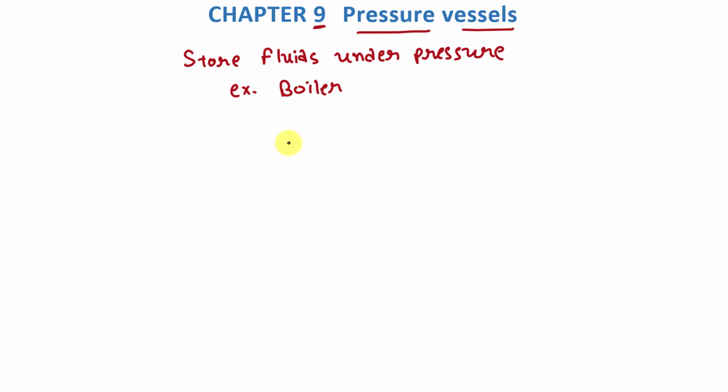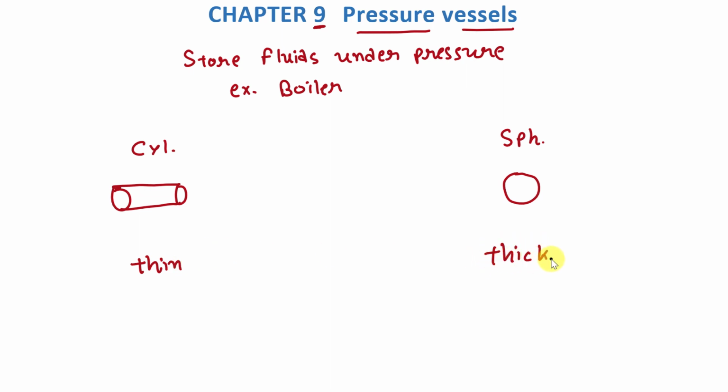Fine? Now basically there are two shapes of pressure vessels. One is cylindrical and second is spherical. In cylindrical, pressure vessels have shape of cylinder, means it is like this, and the spherical pressure vessel has shape of sphere. And there are also other two types of pressure vessels. One is thin pressure vessel and second is thick pressure vessel.